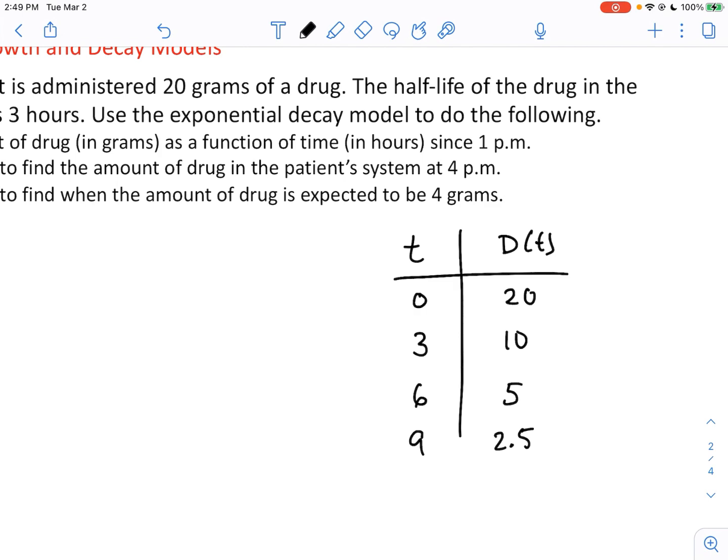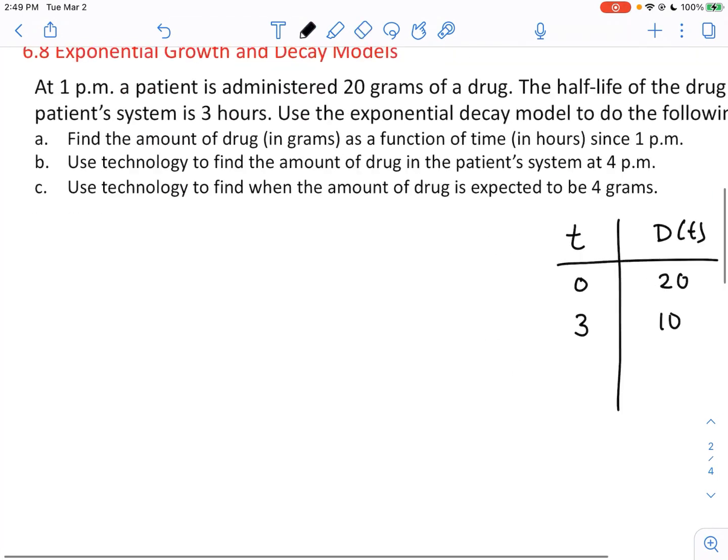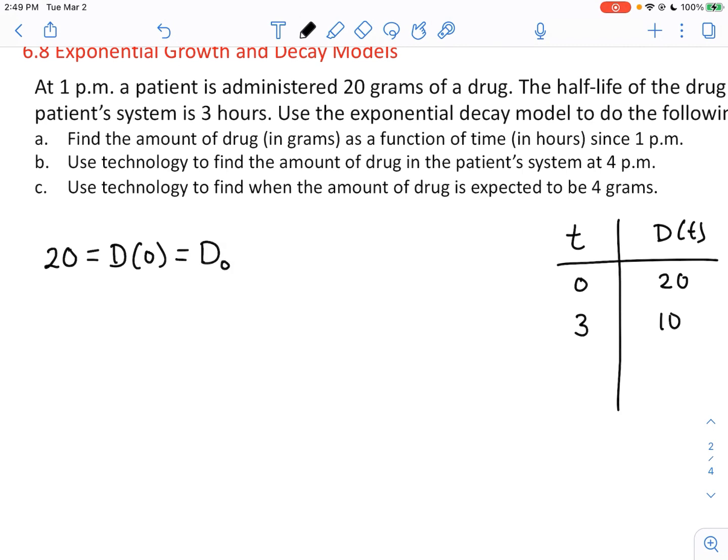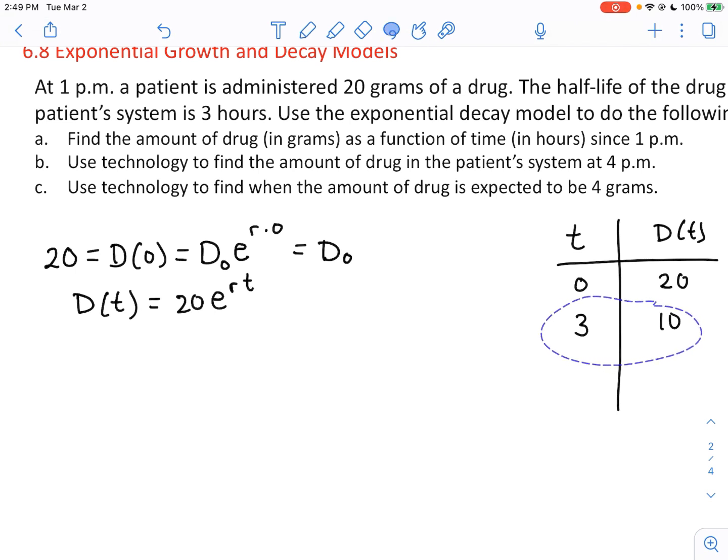You could continue this table this way, but we're only going to use the first 2 bits of data to create the actual model. Let's begin with the fact that we know that 20 grams is the amount of drug at time 0. And at time 0, I'm going to say D sub 0. So I'm using D's instead of P's. That's the only difference. D for drug. e to the rt, and t is 0. We plug 0 into the model. This becomes just a 1, so we just get D naught. So D naught is 20. So our model currently is D of t is equal to 20 times e to the rt. We need to find r next. And that's where we're going to use this second bit of data.